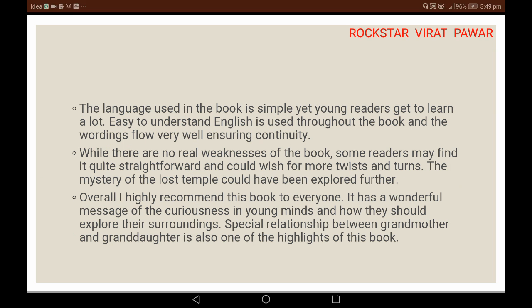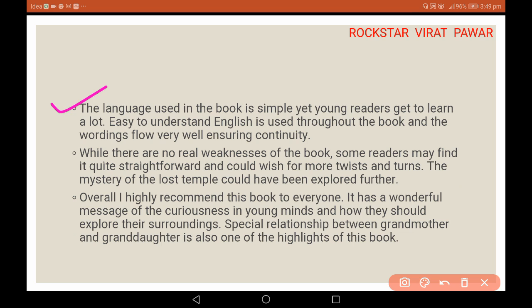Now see, the language used in the book is simple, yet young readers get to learn a lot. Easy-to-understand English is used throughout the book and the wording flows very well, ensuring continuity. While there is no real weakness in the book, some readers may find it quite straightforward and could wish for more twists and turns. The mystery of the lost temple could have been explored further. Overall, I highly recommend it to everyone.